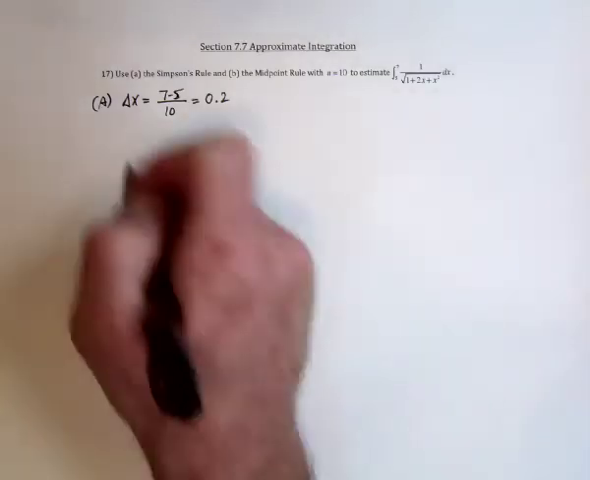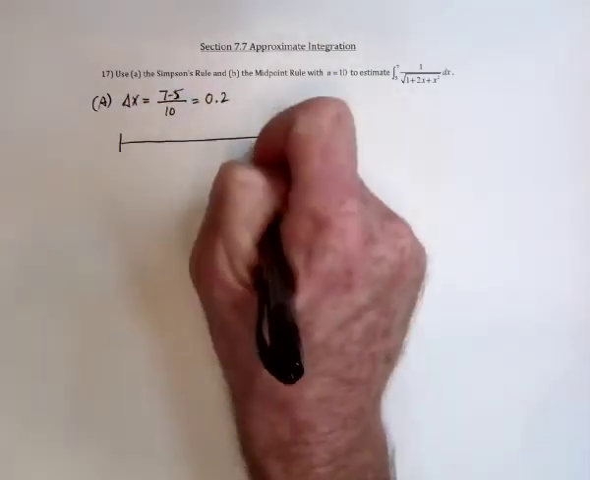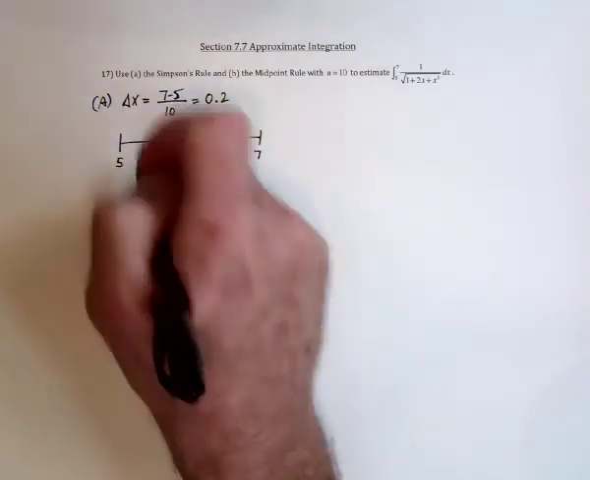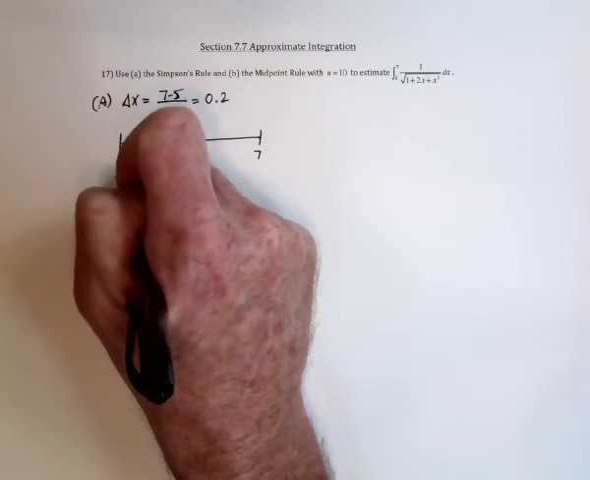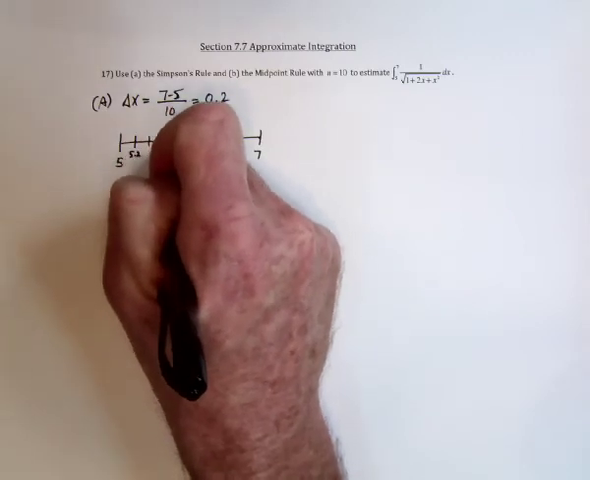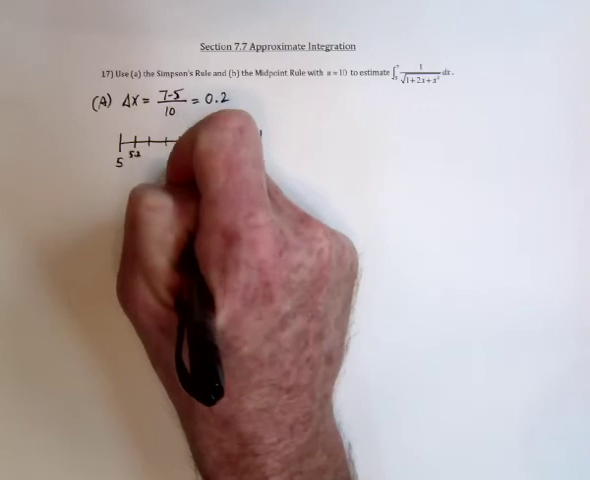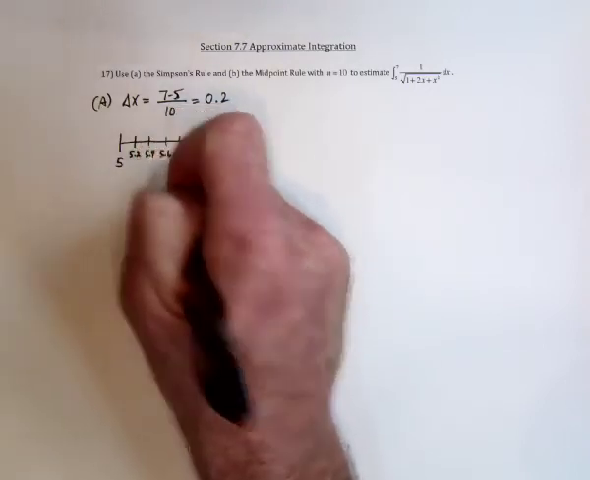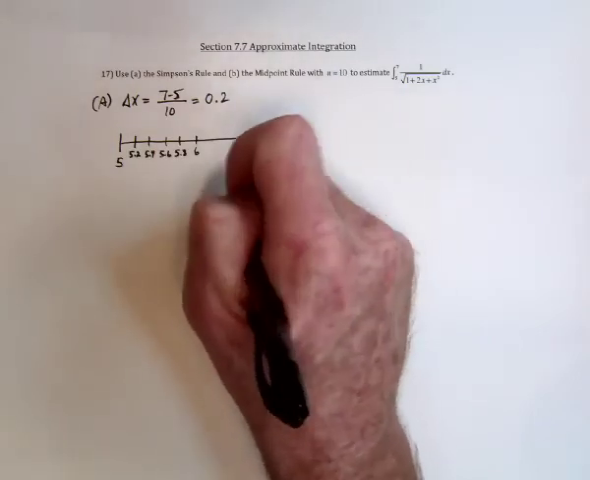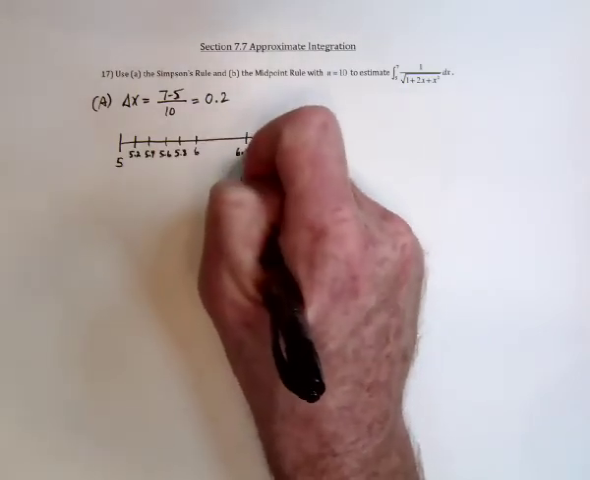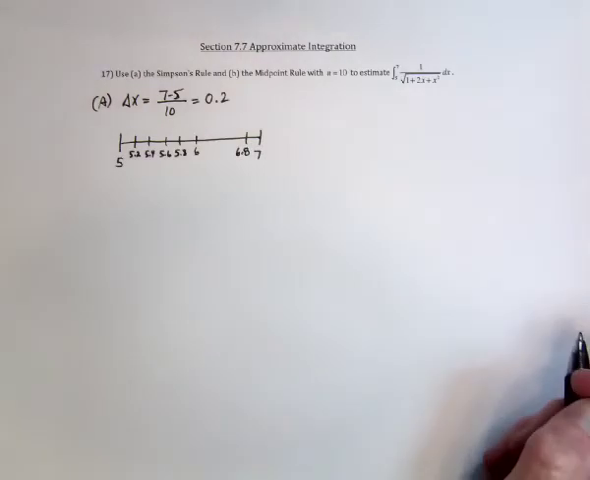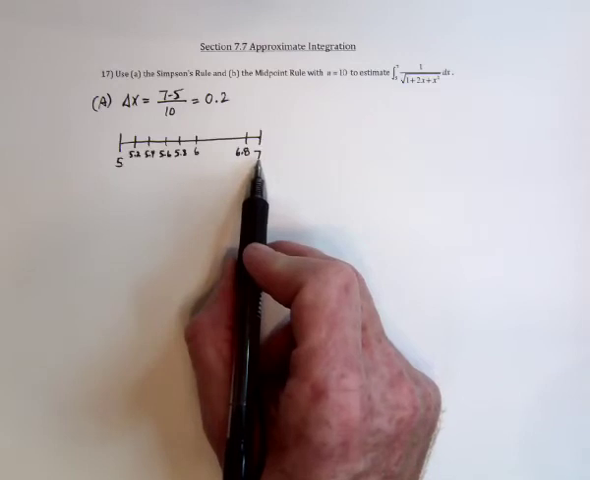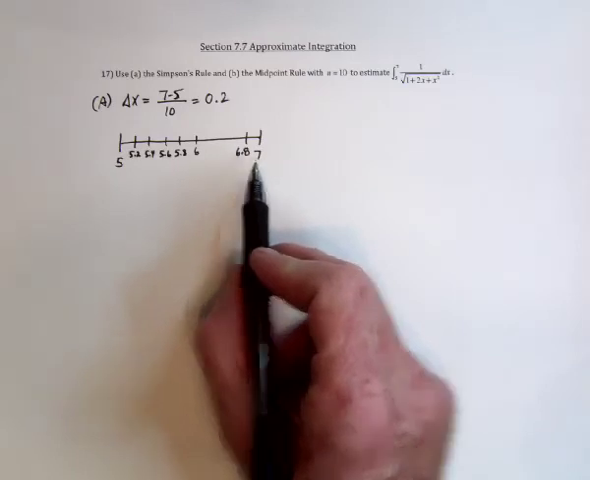And then the idea is you take that interval that goes from 5 to 7, and go over by 0.2. So this is going to be 5.2, 5.4, 5.6, 5.8, etc. until you get to 6.8 and then 7. So we're going to take all of these numbers from 5 to 7 inclusive, substituting them into the function.